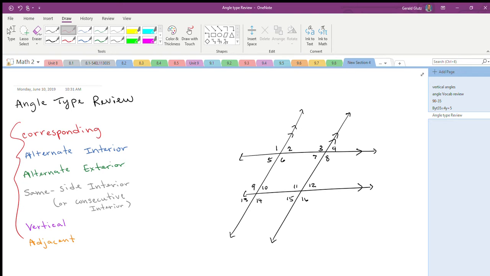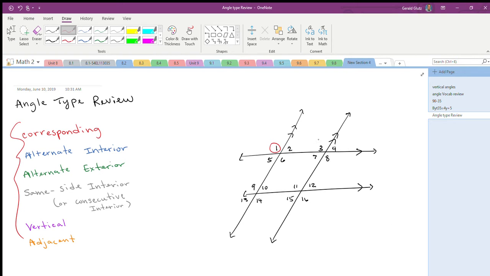So the first thing we're going to talk about is corresponding angles. So two angles that are corresponding. Oh, by the way, before we go on, this is one of those videos where you're going to want to pause it a lot because I'm going to go faster than you can probably write. So corresponding.